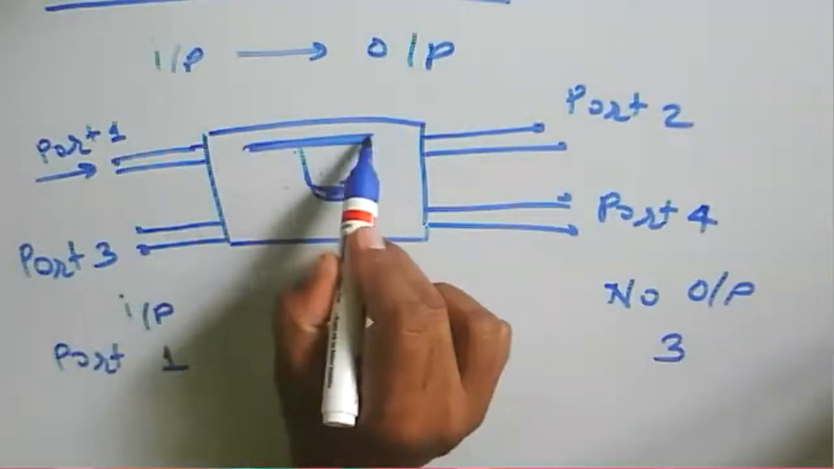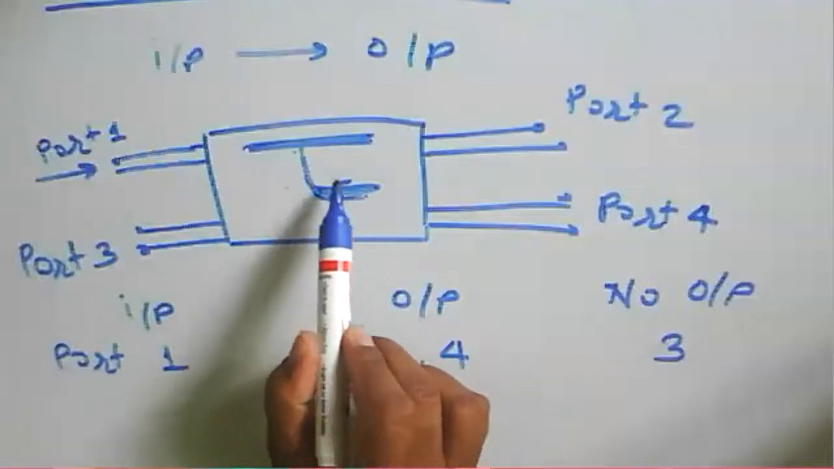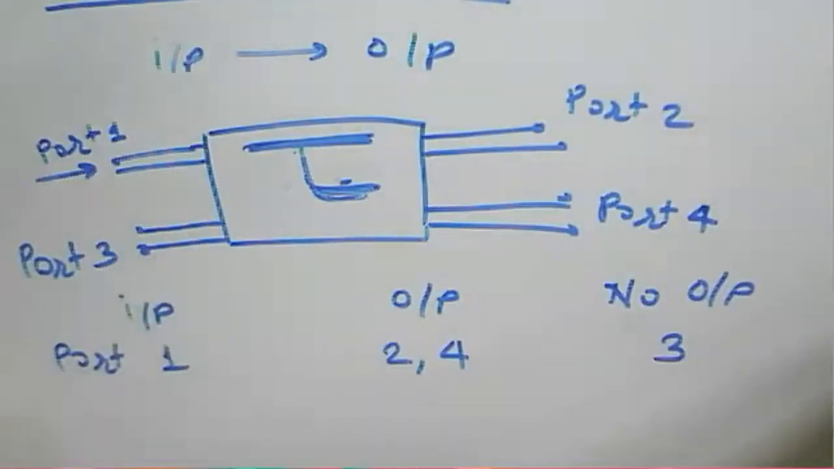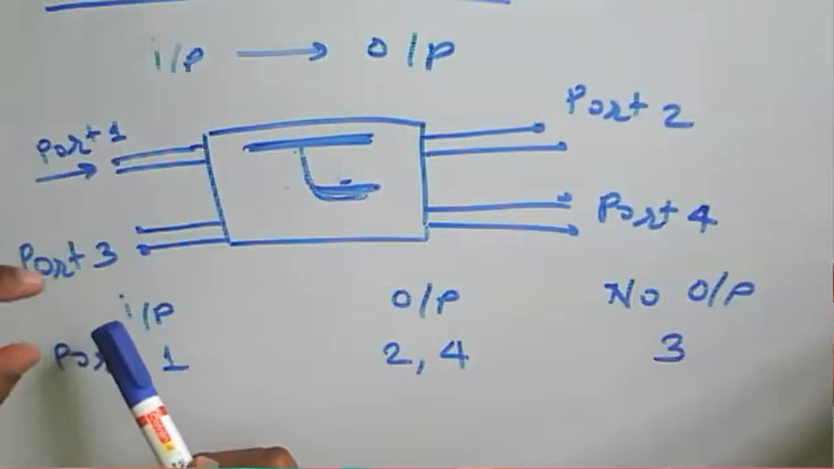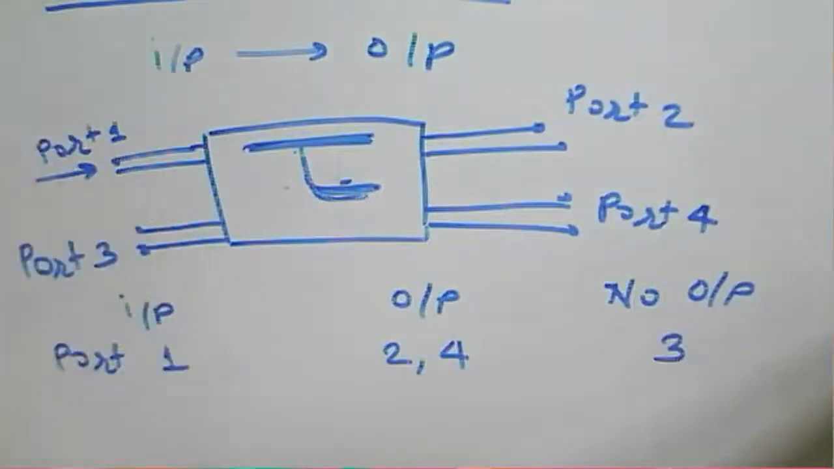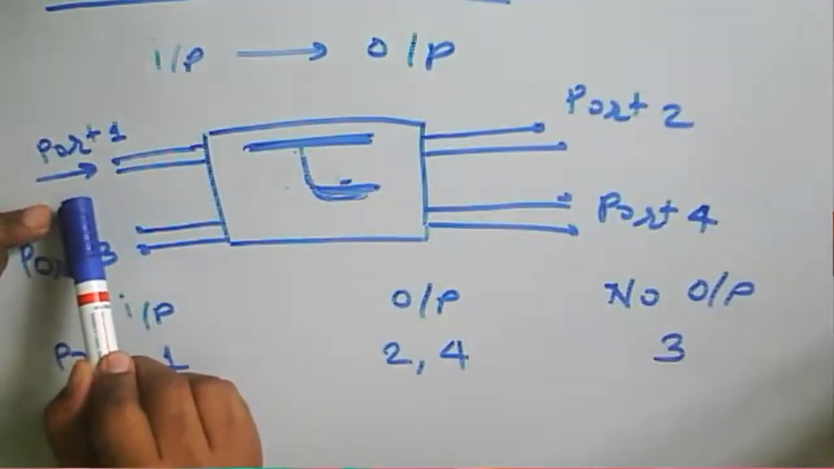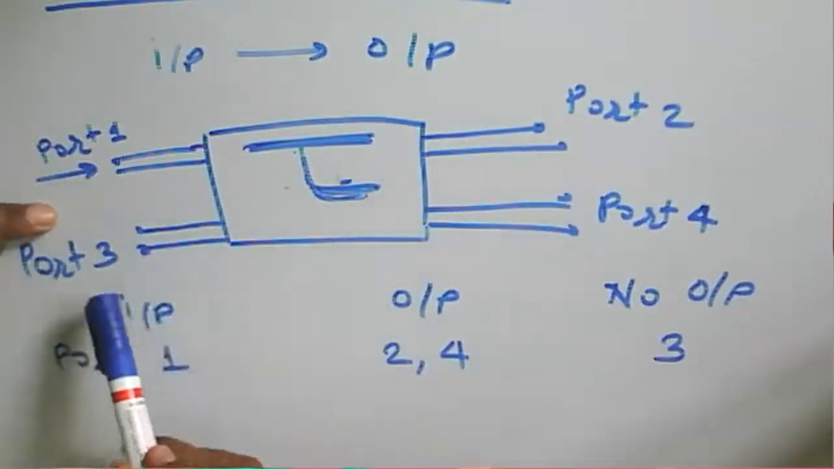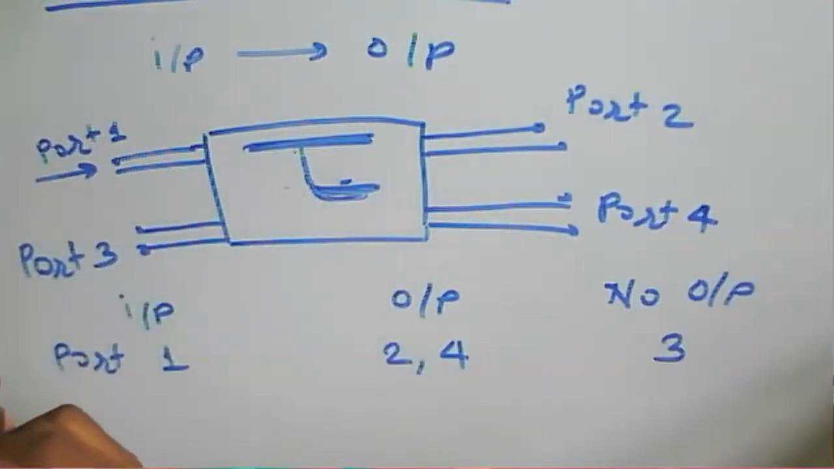We have the connection from port 1 to port 2, and then power coupling to port 4. There is no coupling to port 3. Why is there no coupling? Because the power will be cancelled at port 3. That's why there is no coupling to port 3. So power incident at port 1 will be coupled to port 2 and port 4, with no power coupling at port 3. In a given direction your power will be coupled there.